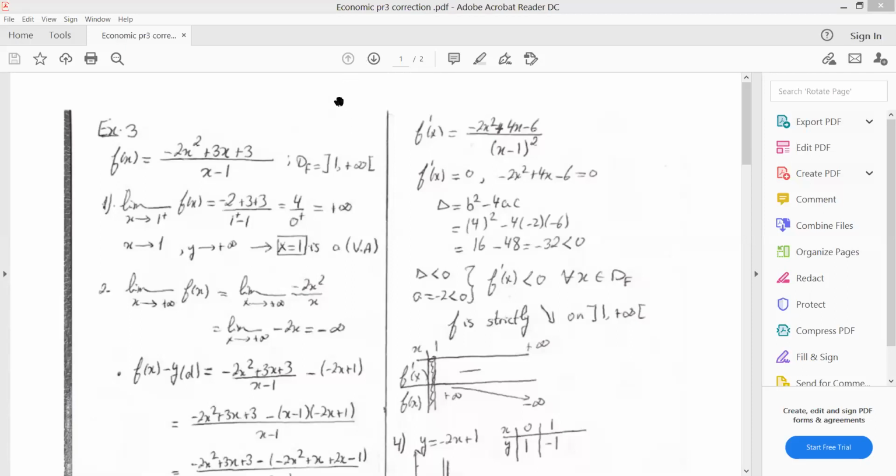Okay. So let's start with problem 3. We have the function f(x) = (-2x² + 3x + 3) / (x - 1). The domain is (1, +∞). Part 1. Determine the limit as x tends to 1 plus.